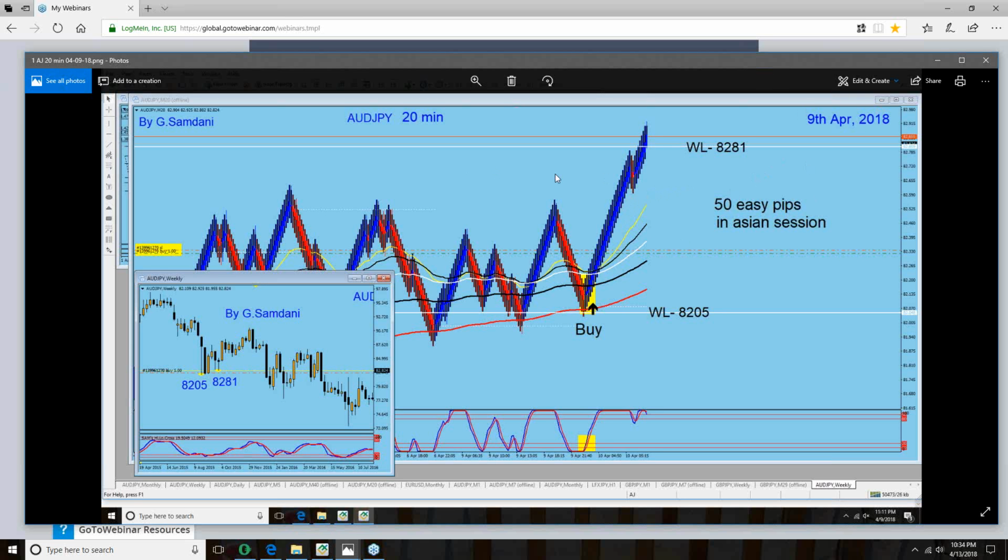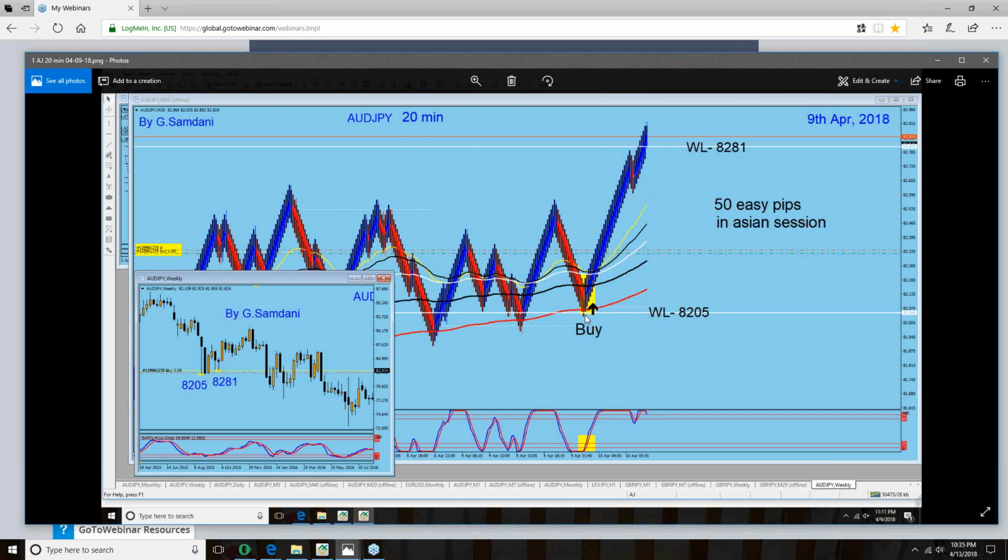This is a 20-minute chart, Aussie yen, and you can see here this was an entry. Actually, this is a weekly chart of Aussie yen. I just wanted to show how my analysis of these weekly charts, with all the highs and lows, works. And these are the two numbers. You see these two lows? You see 82.05, make an entry here, and 82.81 right there.